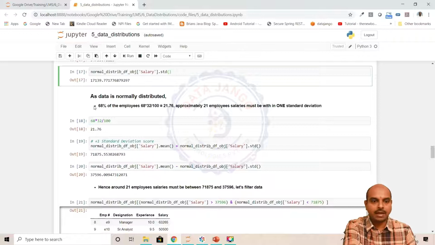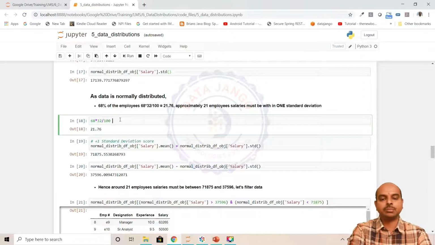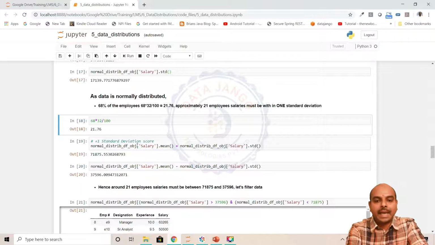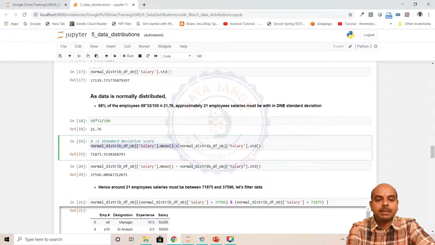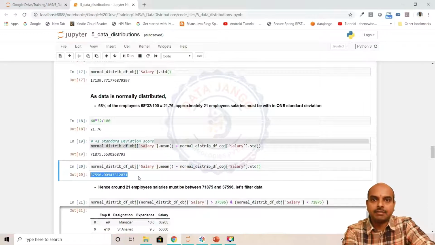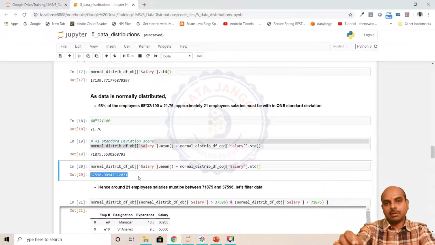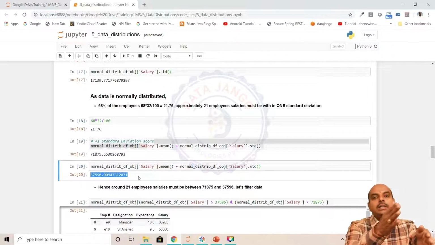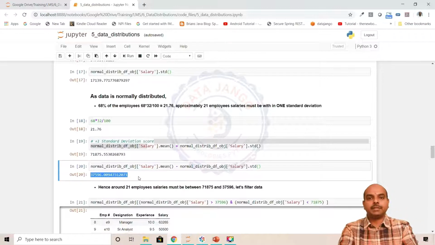So let us see whether the 68, 95, 99.7 rule holds true or not. I have tried to calculate 68% of 32 employees, which is 21.76 employees. If you calculate the mean plus standard deviation and mean minus standard deviation, in this range there must be 21 employees, because the normal distribution says that when data is forming a bell curve, 68% of the data will be between mean minus standard deviation and mean plus standard deviation. Let us see that.